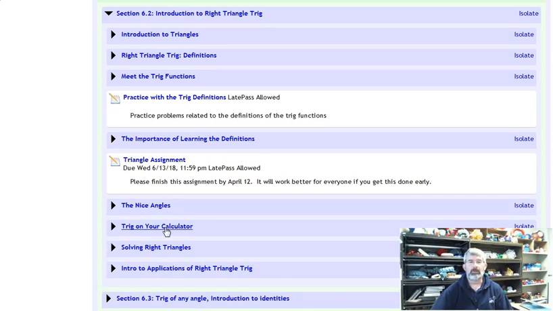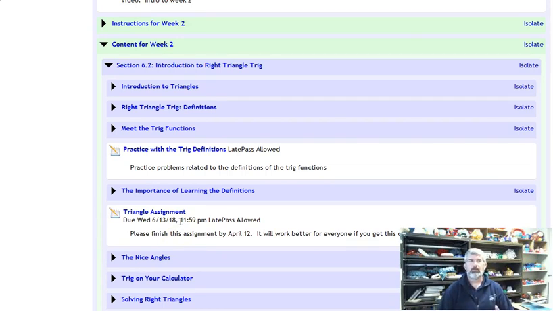I'm going to ask in the discussion at the end, the discussion this week, for you to write down the things that you noticed as you're doing the triangle assignment. It's not hard. It's just a little bit long. It's not too long, but you'll see. It's designed to help you learn those trig definitions.